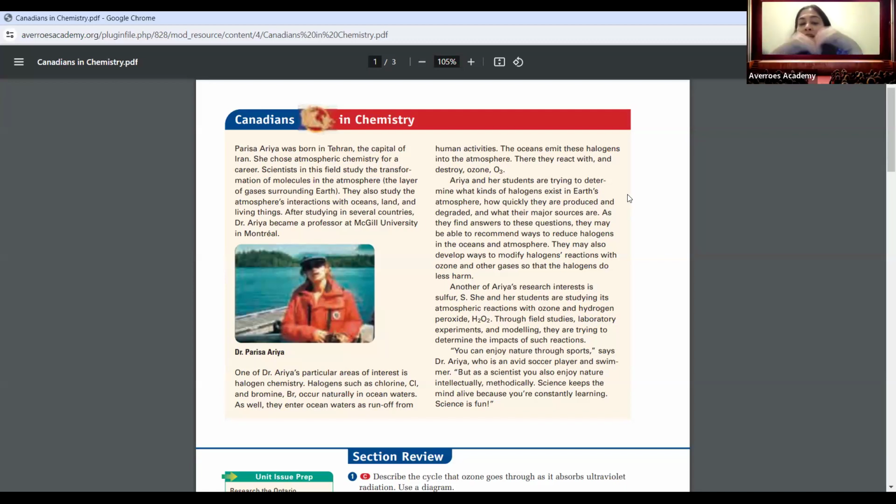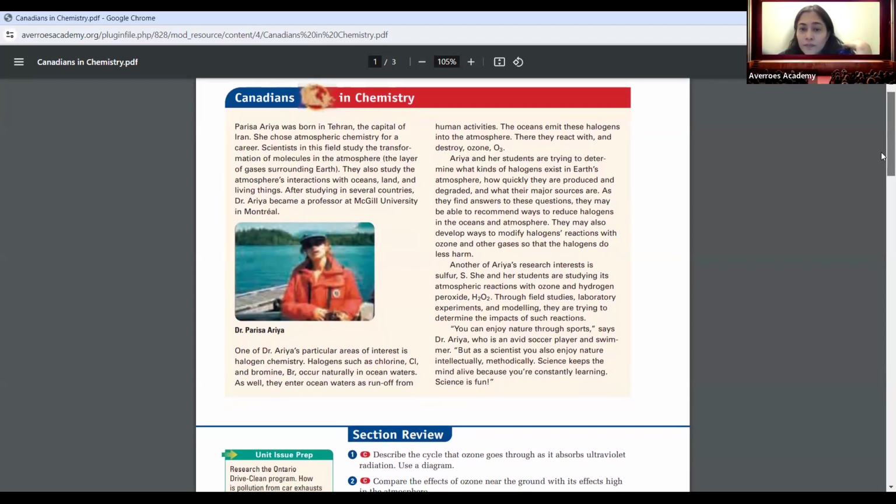So when these toxic chemicals get released into the air, they're destroying the ozone layer. Okay. So Dr. Arya and her students are trying to determine what kinds of halogens exist in Earth's atmosphere, how quickly they are produced and degraded, and what their major sources are.